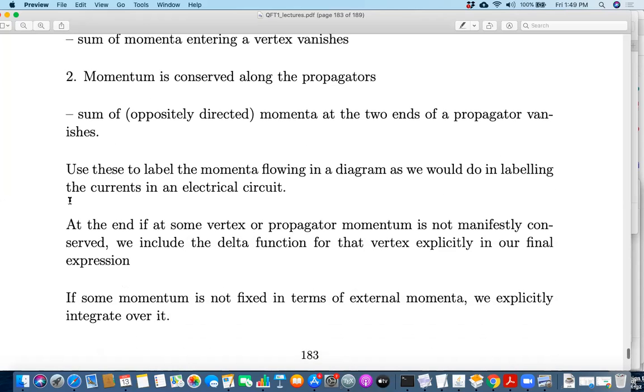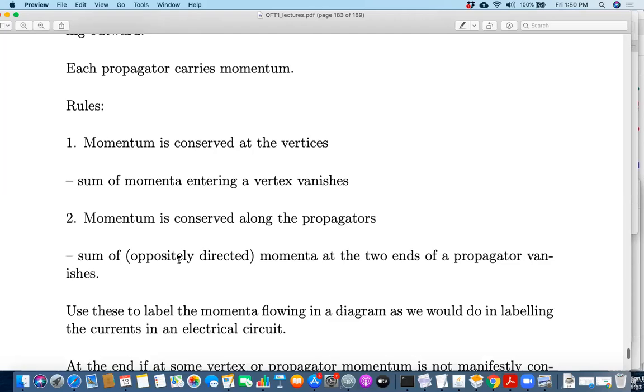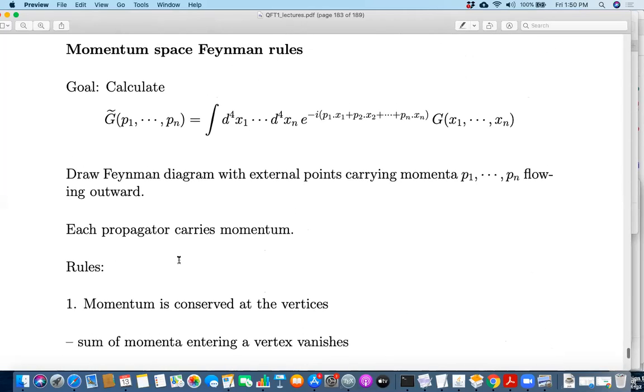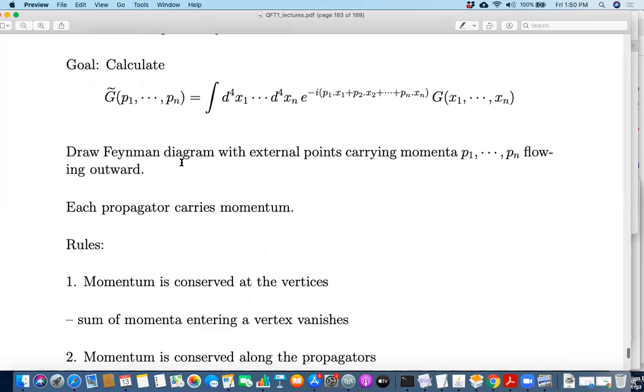And then the final rule is that if at some vertex or propagator momentum is not manifestly conserved, then we include the delta function for that vertex or that propagator explicitly in the final expression. So this is what you have to keep in mind, and I'll discuss several examples of this. And the other rule is that if some momentum is not fixed in terms of external momenta, then of course you have to explicitly integrate over it. I will show examples of both of these today. But this is the general rule. So I'll illustrate this with some examples, and then I'll come back to these rules and see if there's any confusion.